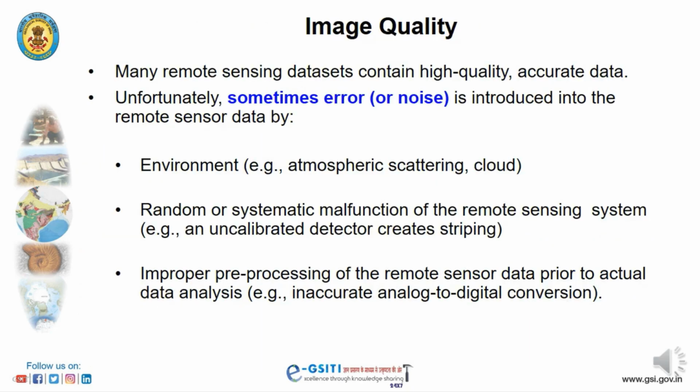Image quality. Most of the remote sensing data contain very high quality accurate data. But unfortunately, sometimes error in the form of noise will be introduced into remote sensing data by the effect of environment like atmospheric scattering, the presence of clouds, etc. Random or systematic malfunctioning of the remote sensing system is also a reason for affecting the image quality. That may be due to an uncalibrated detector, which may create striping, or it may be due to improper pre-processing of the remote sensing data prior to actual data analysis.